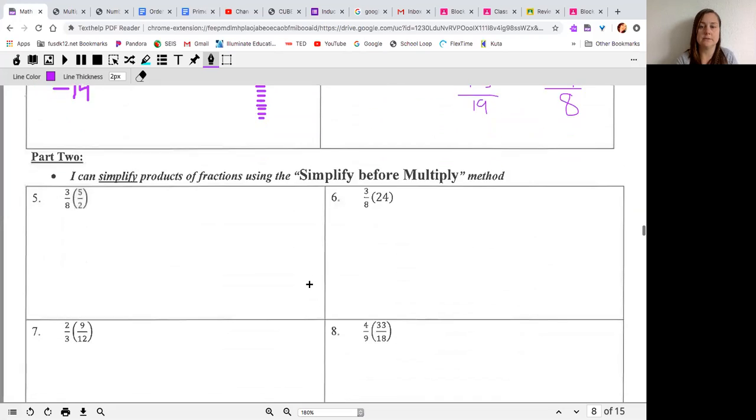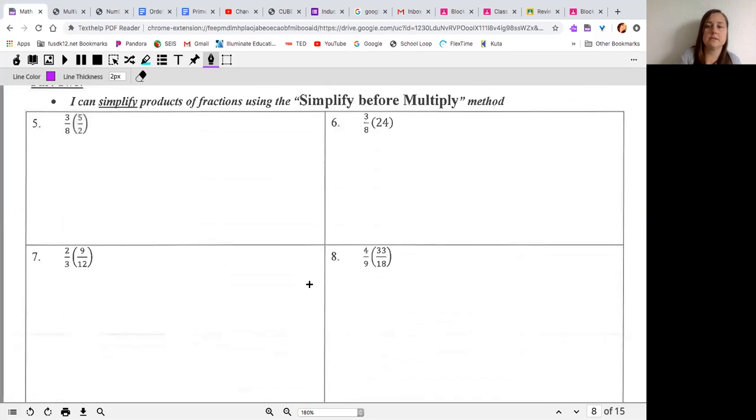And we're scrolling down. Now we're going to talk about simplify before we multiply. So for this one, I will mask the problems we're not currently working on.